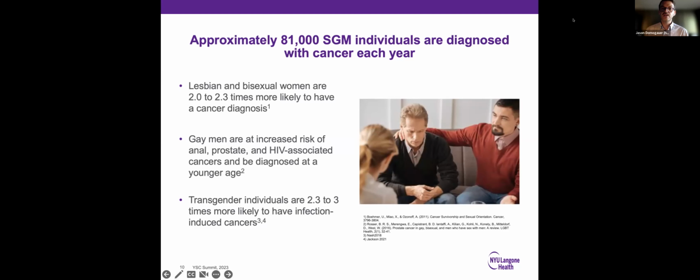So approximately 81,000 SGM or LGBTQ plus individuals. So SGM stands for sexual and gender minority, which is more of the literature research term for LGBTQ plus communities, but about 81,000 individuals are diagnosed with cancer each year. And within the sub-communities of LGBTQ plus, there's different disparities that exist. So for example, lesbian and bisexual women are 2 to 2.3 times more likely to have a cancer diagnosis. Gay men are at increased risk of anal, prostate, and HIV-associated cancers and tend to be diagnosed at a younger age. And trans non-binary individuals are 2.3 to 3 times more likely to have infection-induced cancers. So that can be HPV-related, HIV-related, EBV, or Epstein-Barr virus. So these things that can lead to head and neck cancers, gynecologic, pelvic malignancies, anal cancers, things along those lines.